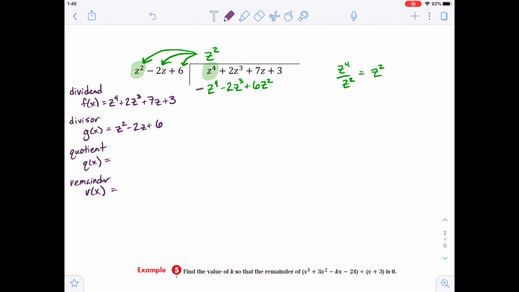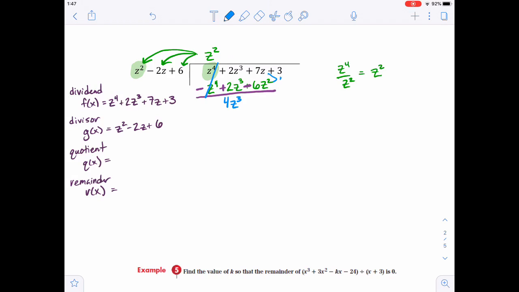Next, we change the signs. Why do we change the signs? Because we are subtracting. Change our signs, combine like terms. z to the 4th minus z to the 4th cancels. 2z cubed plus 2z cubed is 4z cubed.